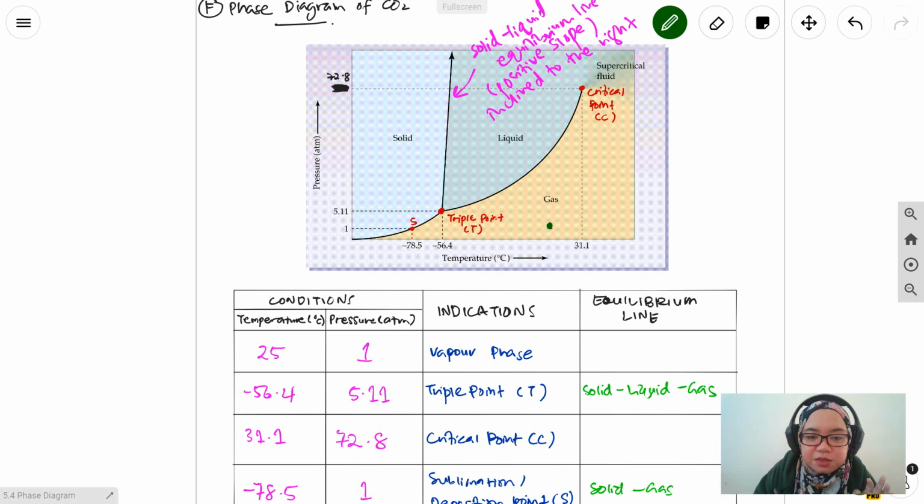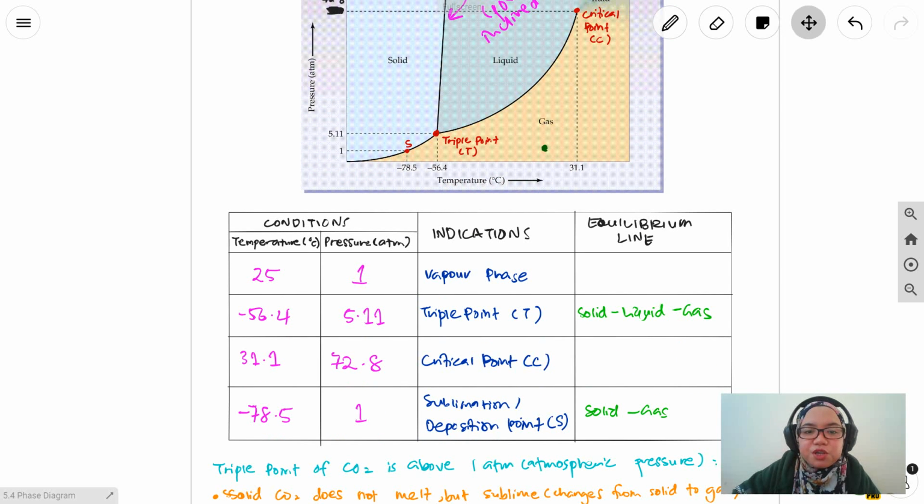So this S point is where the negative 78.5 degrees Celsius and 1 atm is the sublimation or deposition point. So dekat sini macam point di mana solid akan sublime into gas, or gas akan deposit balik into solid. Okay, so dekat sini this point is on the solid gas equilibrium line and this triple point is on the solid liquid gas equilibrium line. Okay, so now kita nak tengok triple point of carbon dioxide.